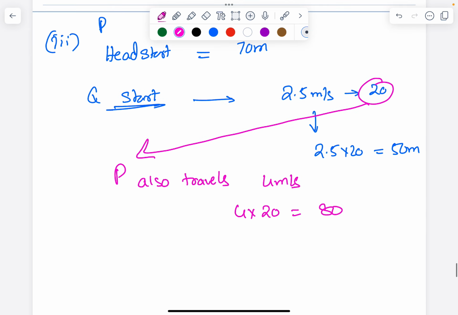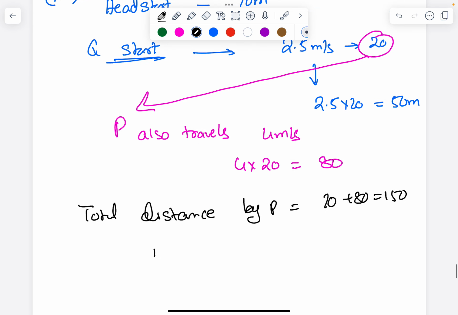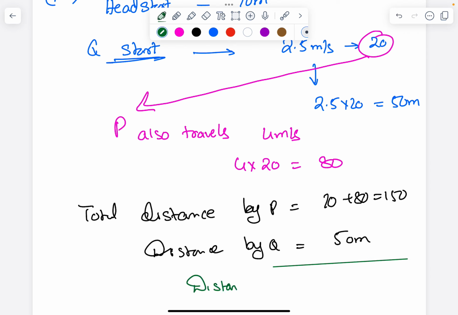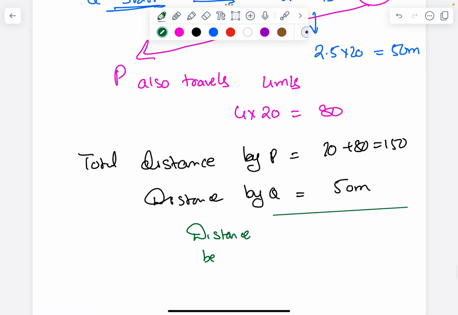So the total distance traveled by P will be 70 plus 80, which is 150. And the distance traveled by Q will be 50 meters. So what will be the distance between them? The distance between them will be 150 minus 50, which is 100 meters.